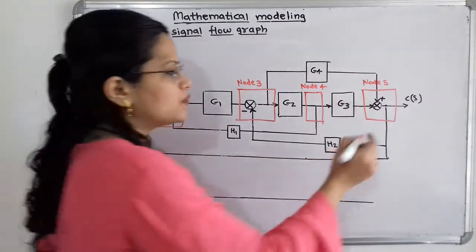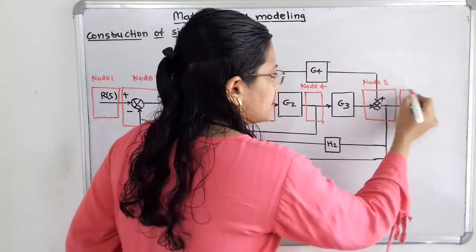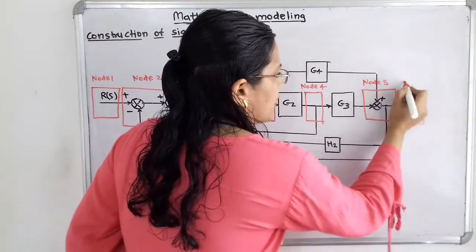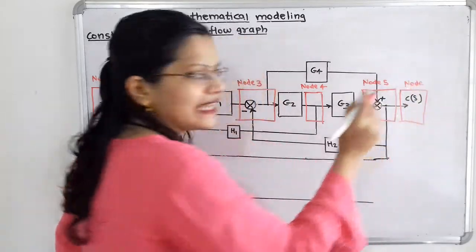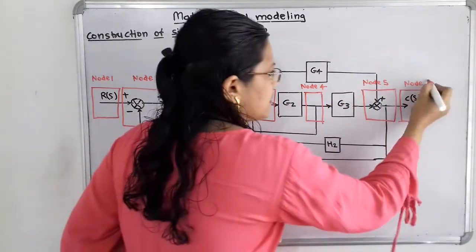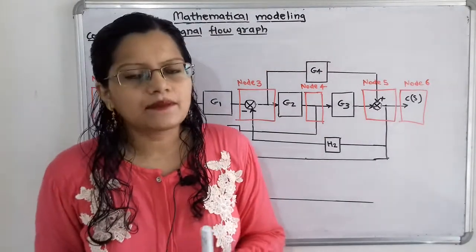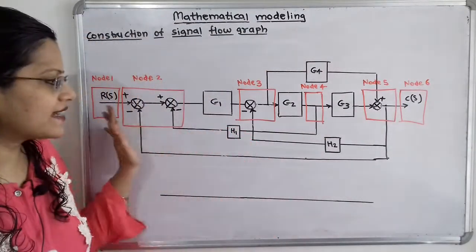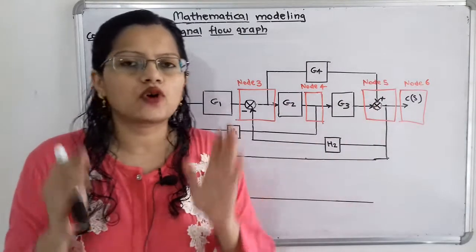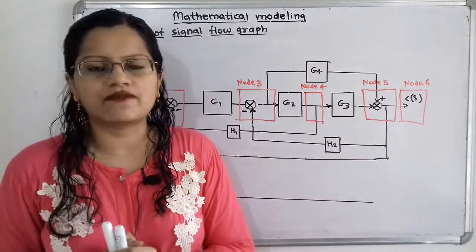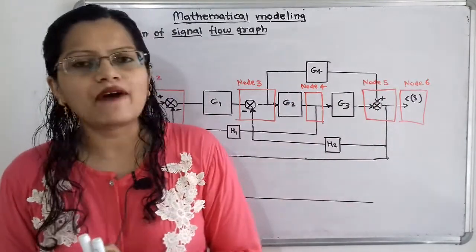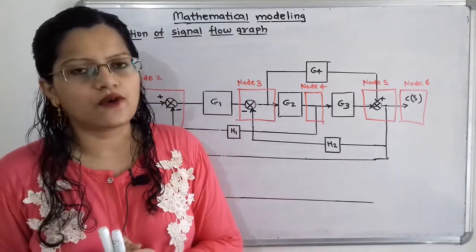And for the output signal is C of S. We have to consider here as a separate single node, that is I will consider here the node 6. That means for this block diagram we have to take total number of nodes is equal to 6. Now we have to show this signal flow graph.